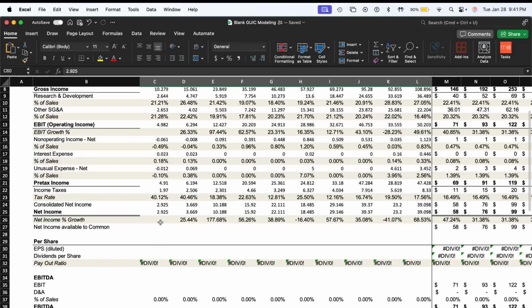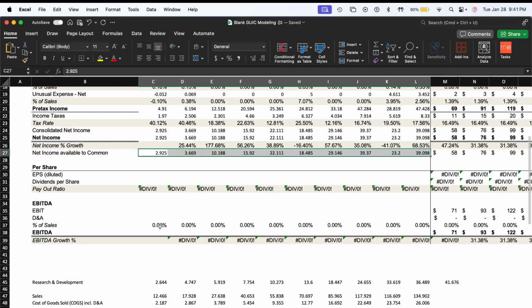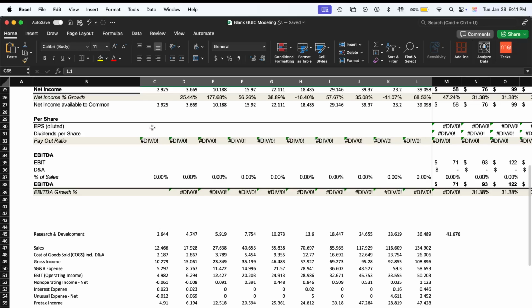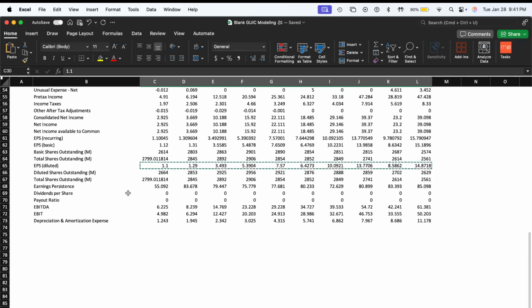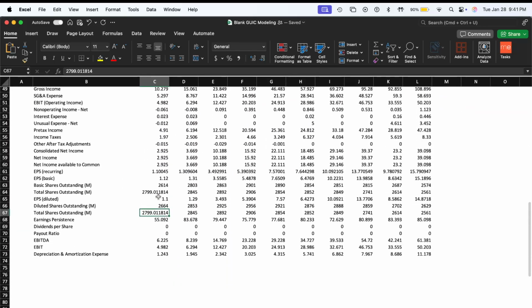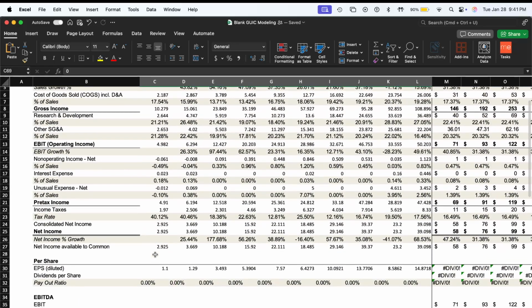There really shouldn't be much of a difference in those numbers, but there. EPS. Again, they use that diluted. So it's a good thing we use diluted for everything else. What else are we looking at here? Dividends per share. It is zero because they have no dividend, I guess.